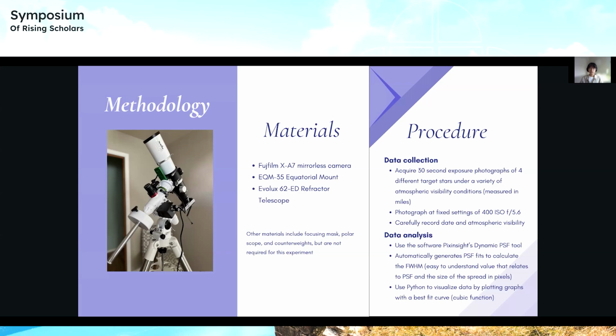My data collection procedure involved acquiring 30-second exposure photographs of 4 different target stars under very different atmospheric conditions, which were recorded in visibility in miles using a weather database at fixed settings of 400 ISO. Then I used the software PixInsight Dynamic PSF tool to automatically generate point spread function fits so I could analyze the full width half maximum of each star, which is basically just the radius of the star in the X and Y axes, which can be generated using point spread function. And then I used Python to visualize the data by plotting them in graphs.